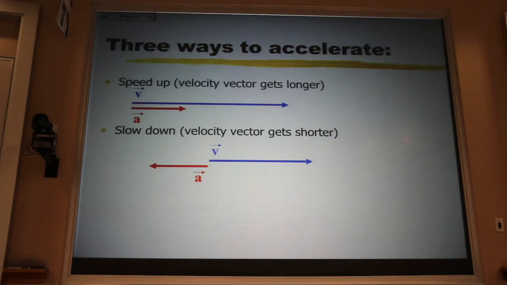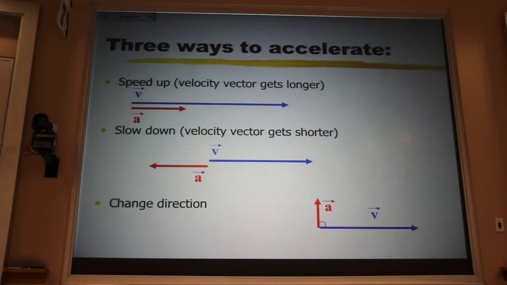Now, if that acceleration is not in the same direction as velocity and not in the opposite direction, the only thing left is perpendicular. And in that case, you're using your steering wheel. You're changing direction. You're doing it with cruise control on because you're not changing your speed. You're adding a little change in velocity perpendicular that changes the direction of your vector.